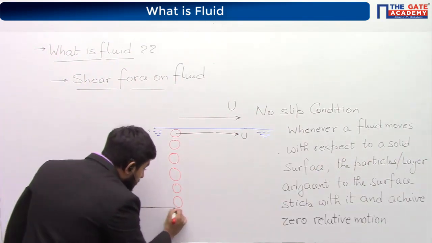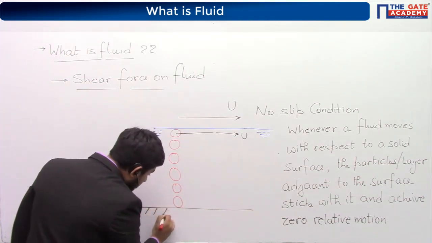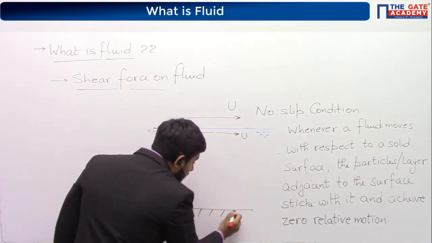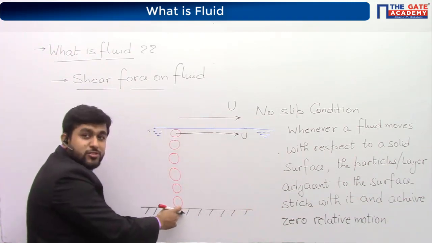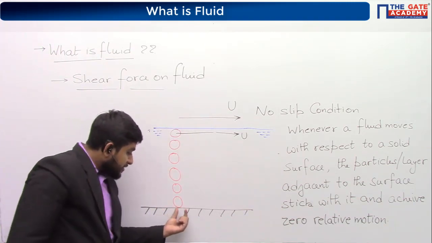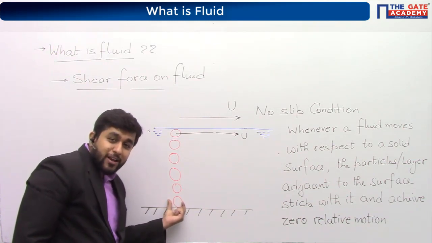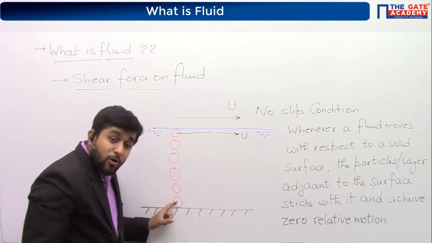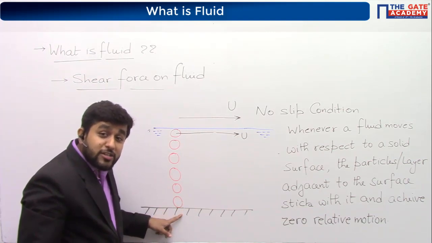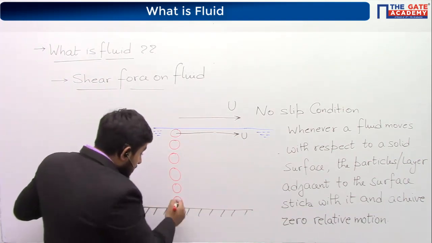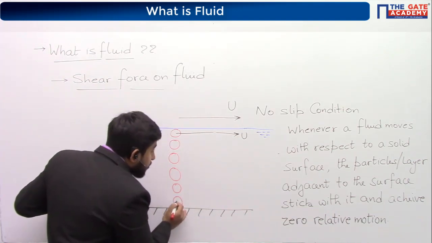Similarly, this is the ground. The solid particle which is in direct contact with the solid surface, what is the speed of the solid surface? It is zero. What will be the speed of this particle? It will be zero only. Why? Because it will stick with the solid surface because of no slip condition. So the speed of this particle is going to be zero.